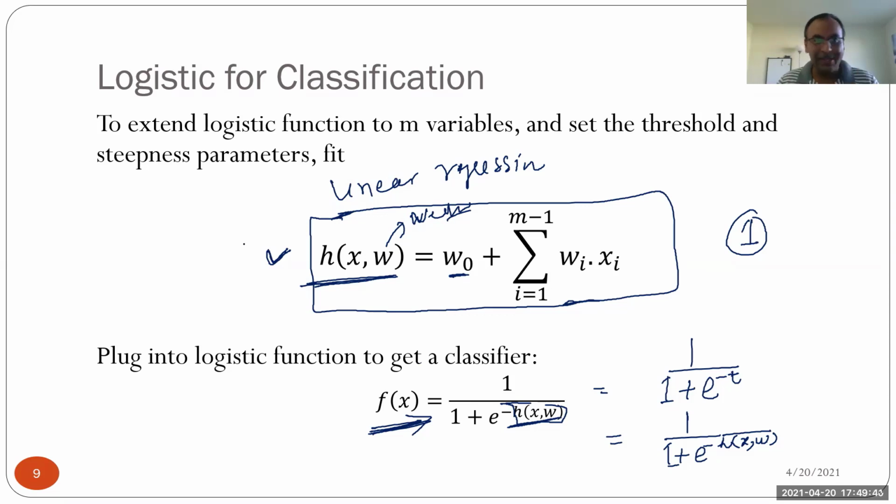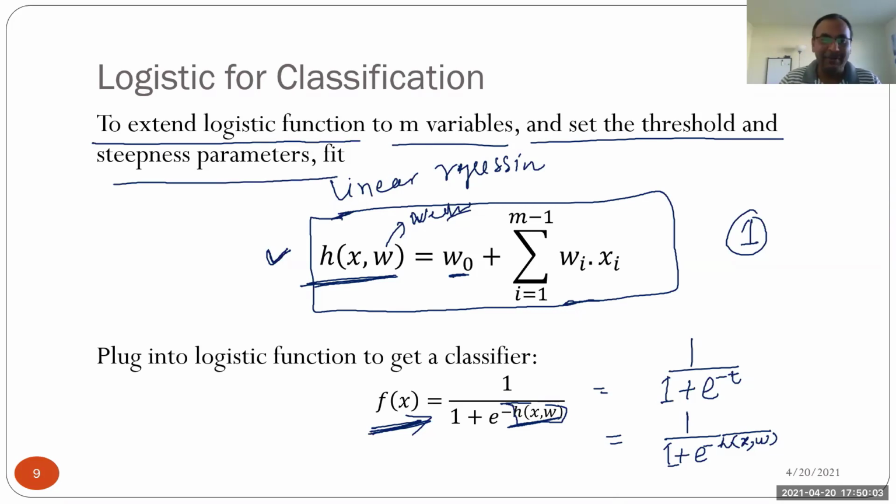Sometimes I make things more difficult to understand. Sometimes I try to make it very simple. Let's see what I'm doing here. So the best would be to read and make sure that I discuss these things here. Logistic for classification, to extend the logistic function to m variables and set the threshold and steepness parameter of it. I believe I explained it better than what I have here.